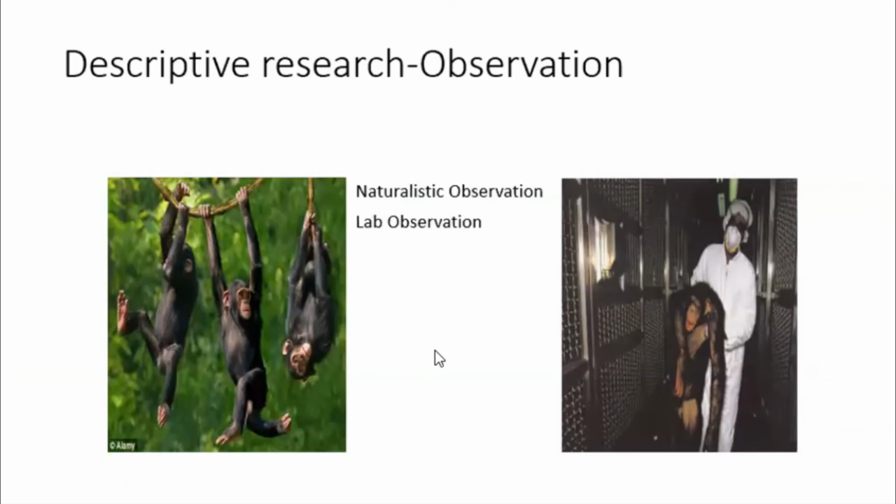On the right side, there is a lab observation. The difference between naturalistic and lab is that in the lab, this monkey or this sample will change his nature. He sees you in front, he will not behave naturally.